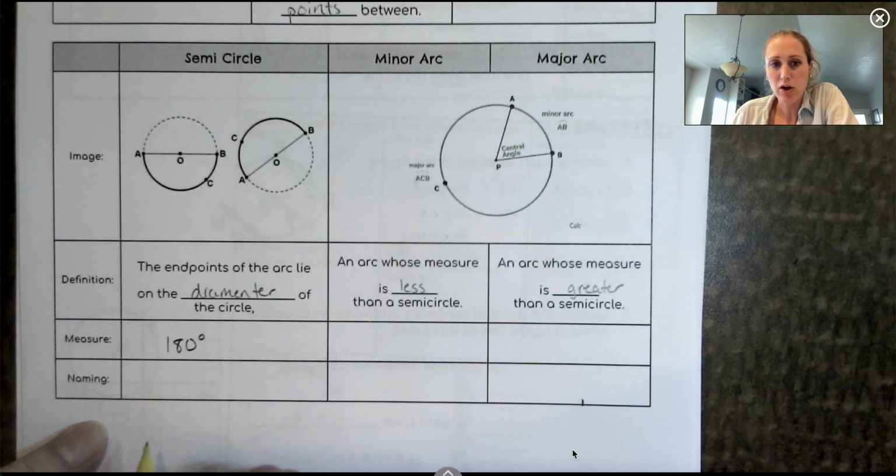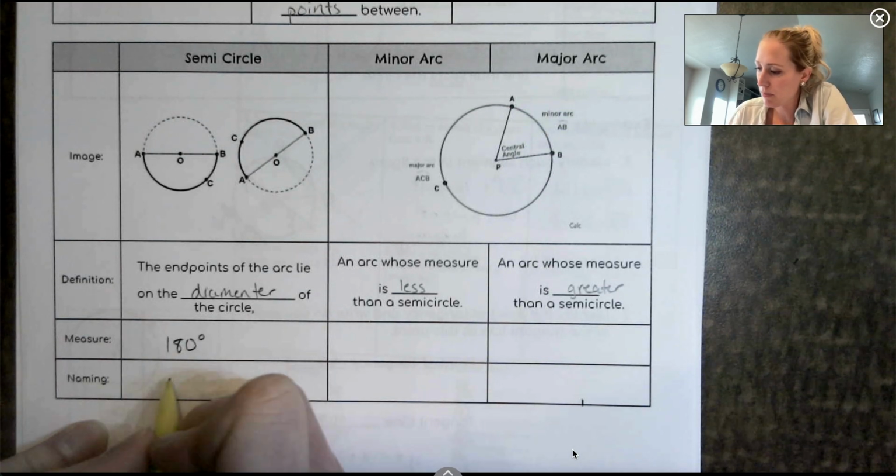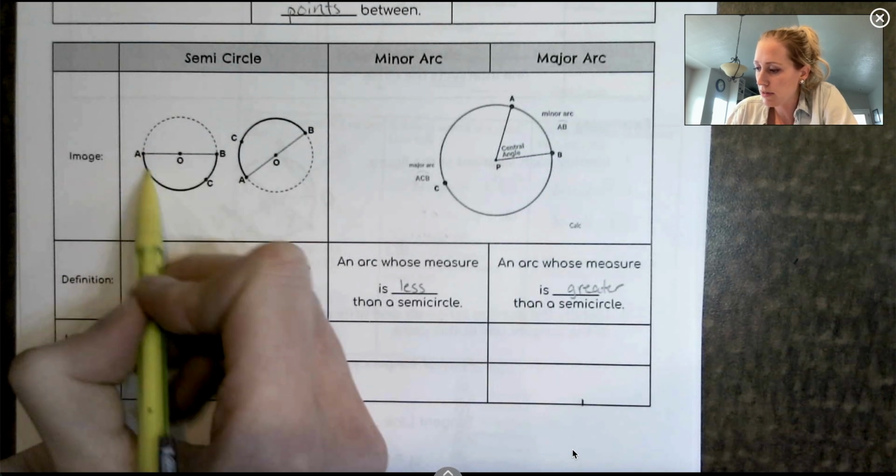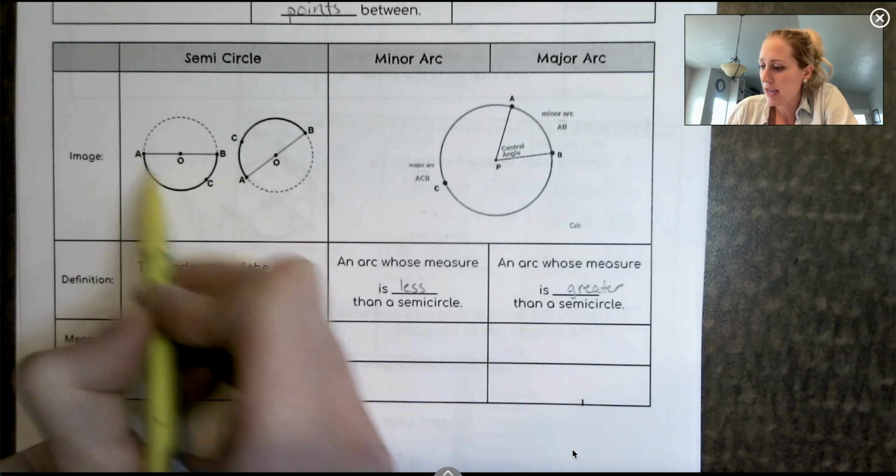How we name an arc, you guys, is we use this little arc symbol, and we can use either 2 or 3 letters. I'm going to talk more about that. I'm going to use 3 here because on my picture, I go from A to C to B.